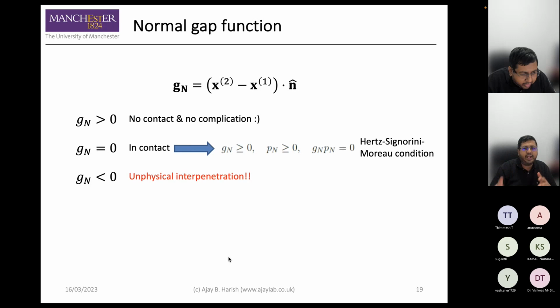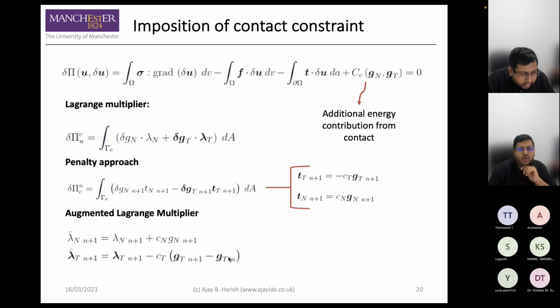But more likely, you are going to end up with a case where you have some form of unphysical penetration between the two bodies, and then you'll have to end up staying till midnight trying to solve the contact problem, right? Okay. Let's try to see how to impose this contact constraint in a finite element framework.